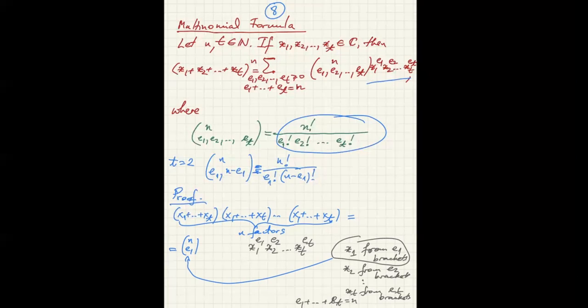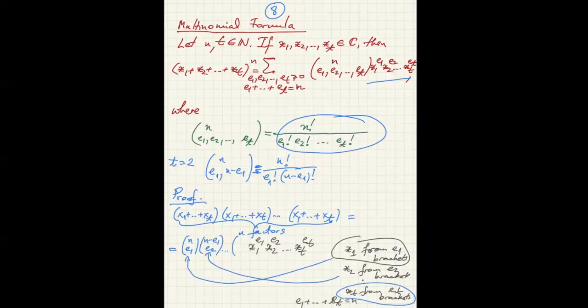You cannot pick anything else from there. How many brackets are left? There are n minus e1 brackets left. And from them, we choose x2, and we have to choose e2, such things. So we get this factor of n minus e1 choose e2. And it goes on like this until you get to xt.